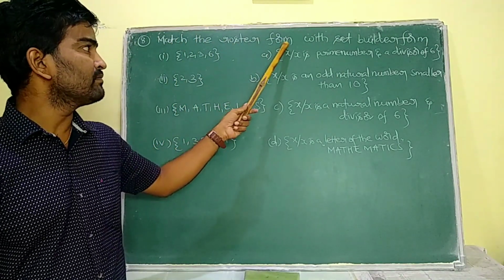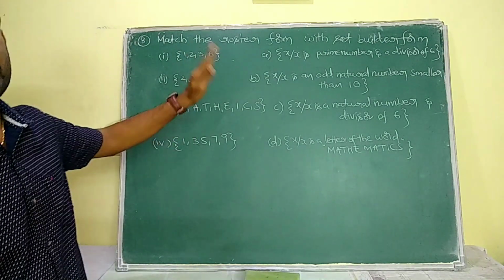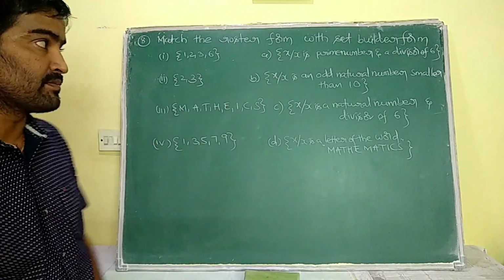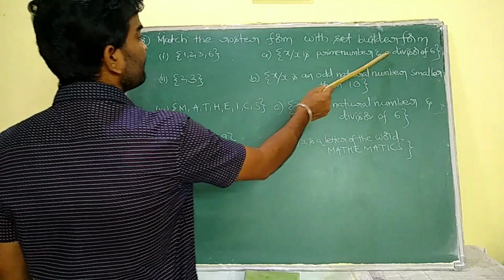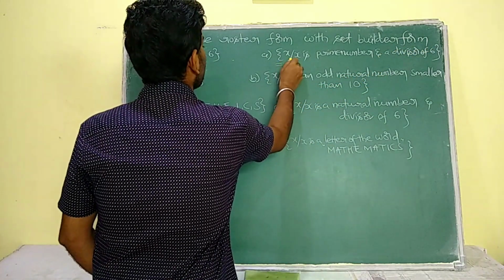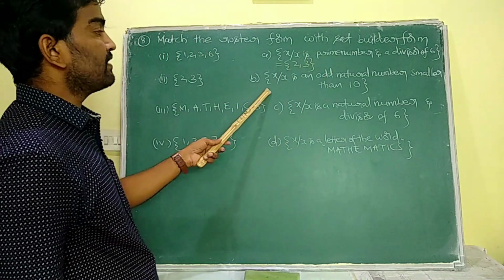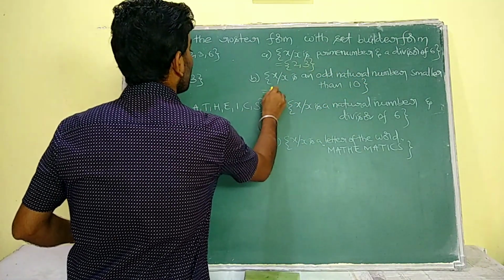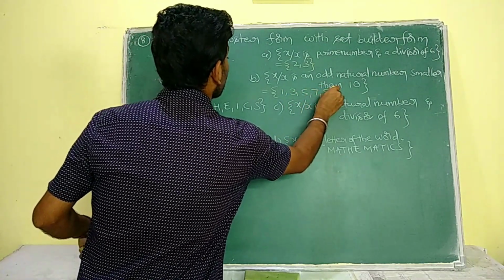The 8th question, the last question of the exercise. Match the roster form with the set builder form, he asked. Firstly, to match the roster form with the set builder form, we have to write the roster forms of the given set builder forms. Here, x says that x is a prime number and divisor of 6. That means I have to write the prime factors of 6. What are the prime factors of 6? 2, 3. Now, here x is an odd natural number smaller than 10. I have to write all the odd natural numbers which are smaller than 10: 1, 3, 5, 7, 9.